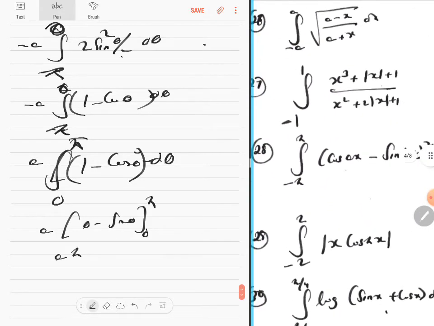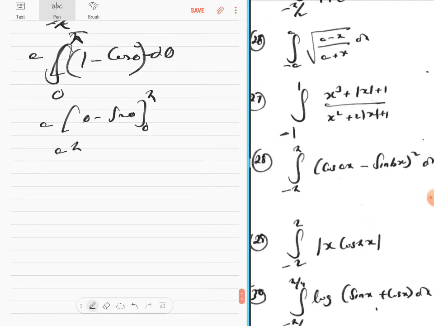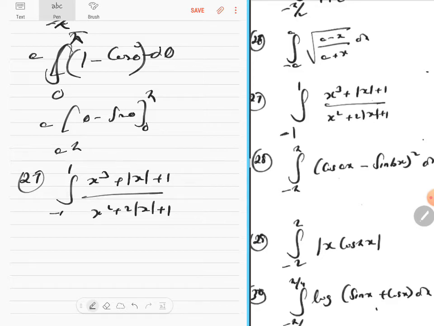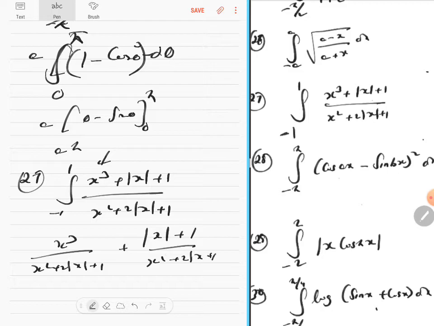So let's go to the 27th question. The 27th question is the integration from minus 1 to 1 of x cube plus mod x plus 1 by x square plus 2 mod x plus 1. We did a similar sum, but that was an x there. Here it's x cube. It doesn't matter even if I split this up as two different terms, x cube by x square plus 2 mod x plus 1, plus mod x plus 1 by x square plus 2 mod x plus 1. I can do that. This itself is 0 even if it's x cube, and I can proceed with the sum as I did previously.